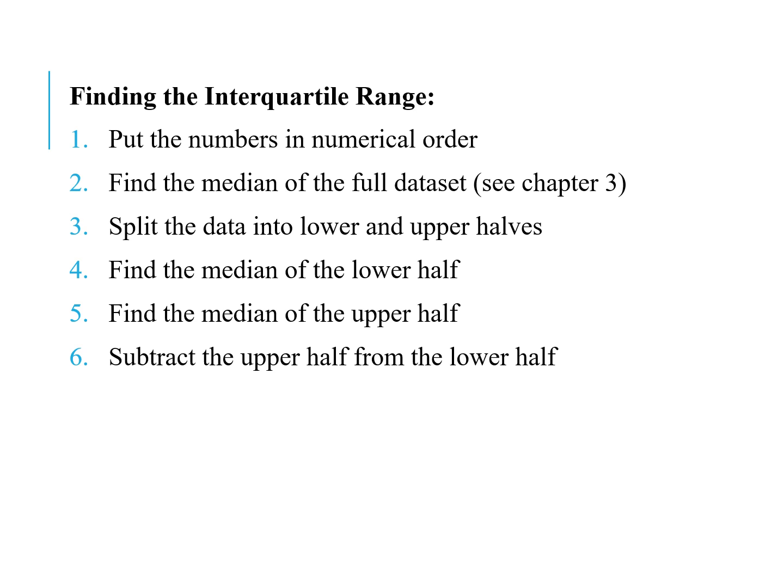There are 6 steps to finding the interquartile range. First, you put the numbers into numerical order. Second, you find the median of the full dataset. You can see how to do this in Chapter 3 if you need a refresher. Third, you split the data into lower and upper halves. Fourth, you find the median of the lower half. Fifth, you find the median of the upper half. And then sixth, you subtract the lower half's median from the upper half's median.